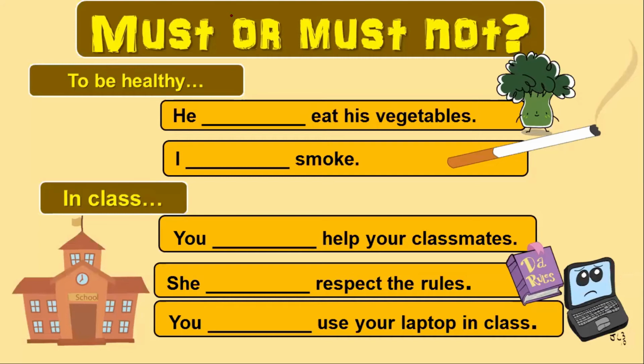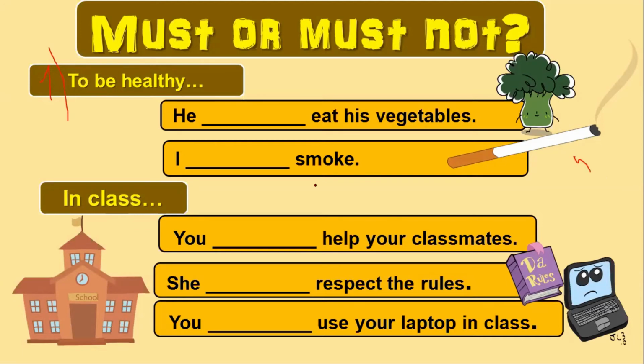Must o must not. First one, first part says to be healthy, para ser saludable. Él, he, must or must not eat his vegetables? ¿Debe o no debe comer sus vegetales? Ya, yeah, to be healthy. Number one, to be healthy, I, yo, smoke. Must or must not, you have to tell me.